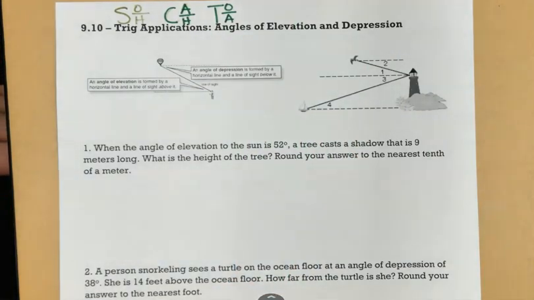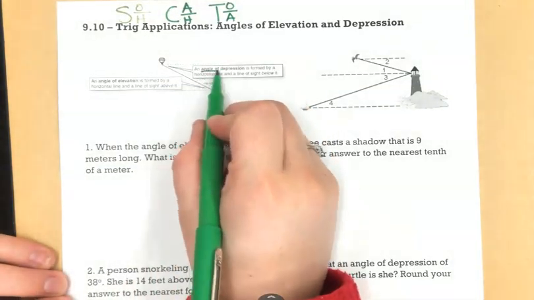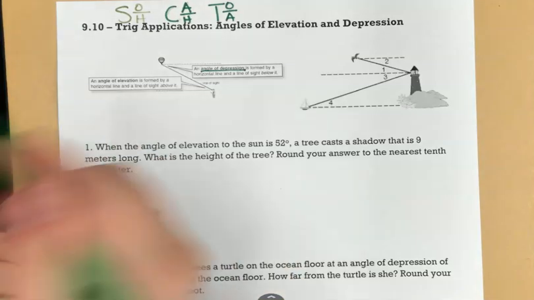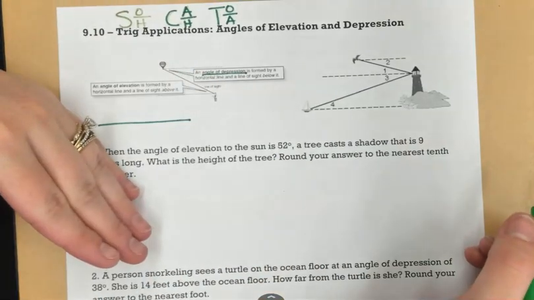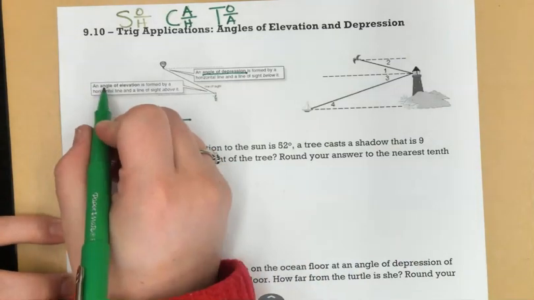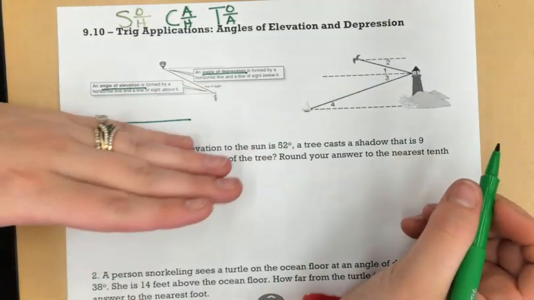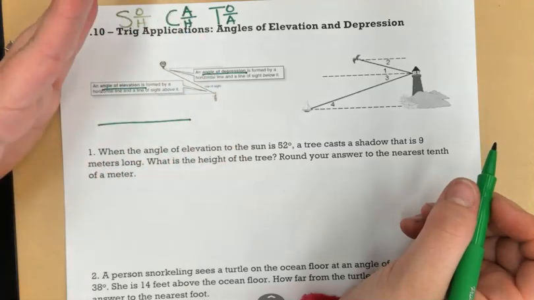So two new terms you're going to need to know. Angle of depression. This is in reference to always a horizontal. If I am looking below, that would be angle of depression. And then the angle of elevation would be, again, if I'm looking at my horizontal, above.